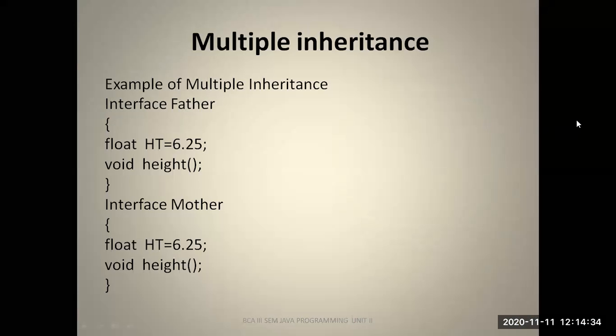We have an example over here. It is demonstrating multiple inheritance. We are considering two interfaces, father and mother. Father has a variable called HT, 6.5, that is height. Mother also contains a variable of the same name, HT, 6.25. So both are the same. Both have a void height method as part of the interfaces.